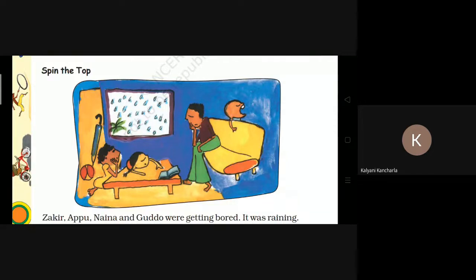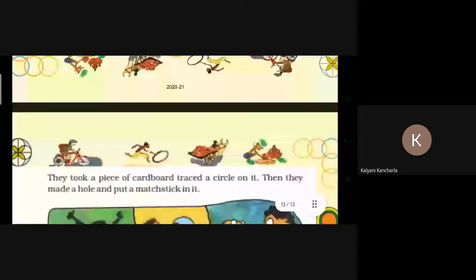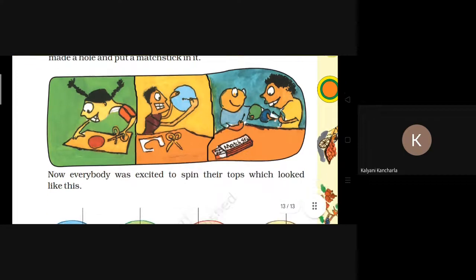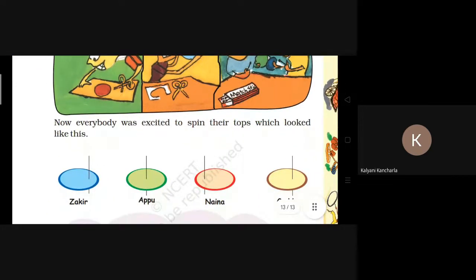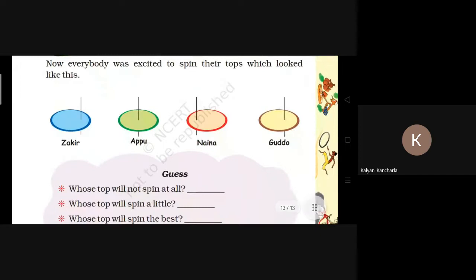Now, spin the top. Zakir, Appu, Naina and Guddo were getting bored. It was raining, so they could not go out to play. Suddenly, Appu said, let's each make a top. So what did they do? They took a piece of cardboard, traced a circle on it, and then they made a hole and put a matchstick in it. Now, everybody was excited to spin their tops, which look like this. They all made tops like this.